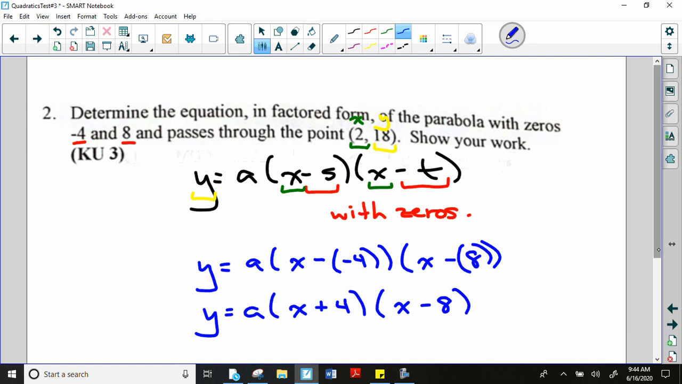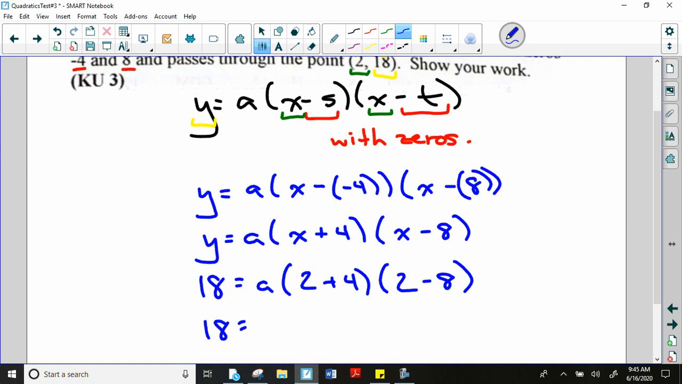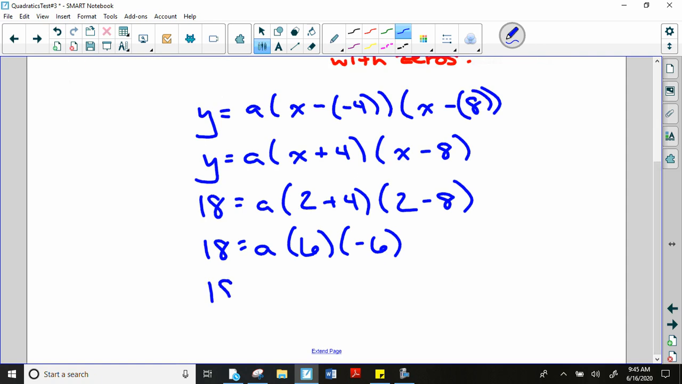Okay? So, we've got our equation set up, and we plugged in our zeros. Awesome. Let's plug in an x and a y value that we know. So instead of y, I'm going to put in 18. I don't know a, and then instead of x, I'm going to plug in a 2 plus a 4 and a 2 minus an 8. This is an 18, this is an a, this is a 6, this is a -6. Okay, mental math at its whoopsie-daisies finest.